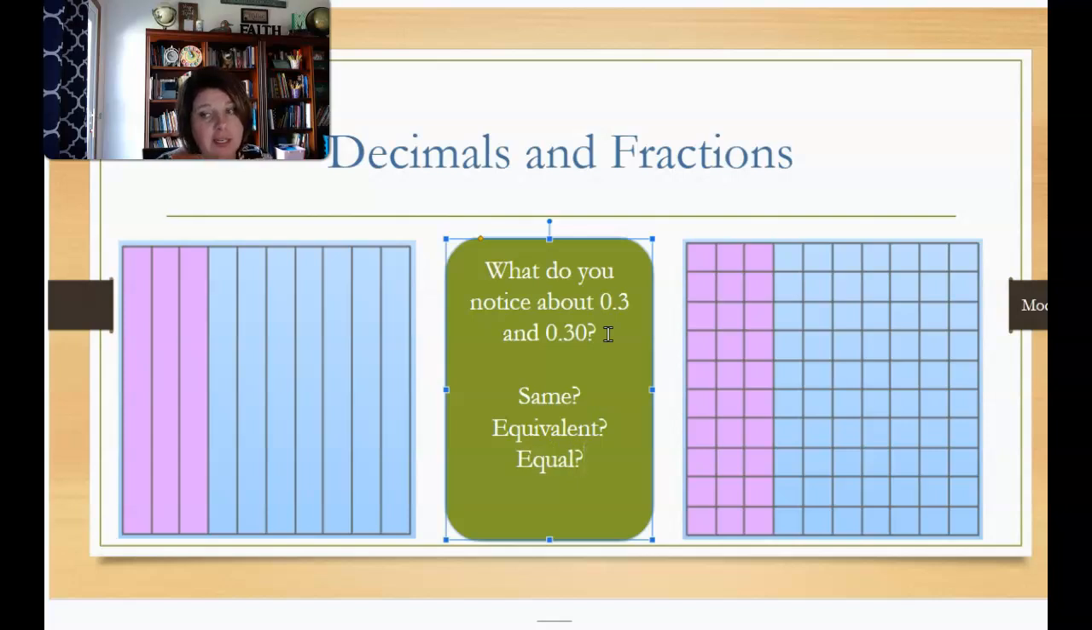Because if you think they do, they most certainly are. 3 tenths and 30 hundredths are equivalent. You can write that as 0.3 or 0.30. It doesn't matter because they represent the same amount. So this picture would represent 3 dimes out of $1. This picture represents 30 pennies out of 100. Still the same amount.